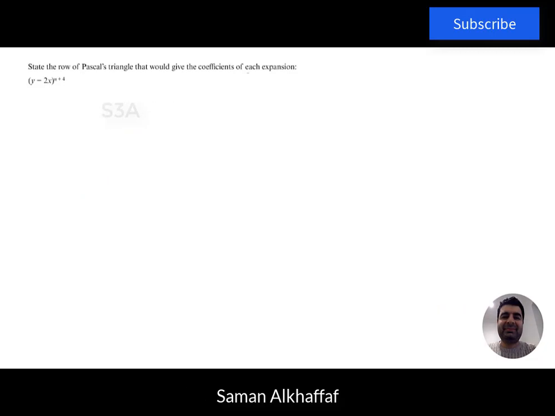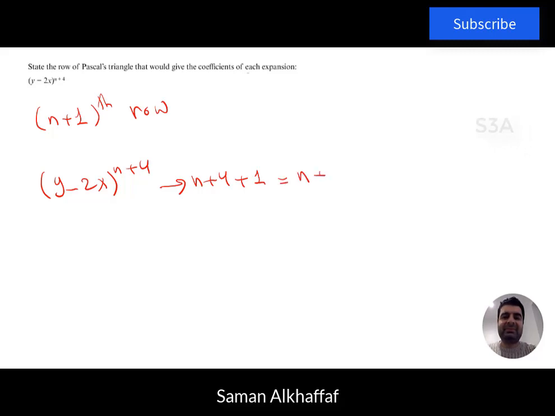In this example, we are asked to state the row of Pascal's triangle that will give the coefficients for each expansion. We know that the power n corresponds to the (n + 1)th row. In this scenario, we have (y - 2x) to the power of n + 4. So that would give us n plus 4 plus 1, which is n plus 5, so it is the (n + 5)th row, and this will be our answer for this expression.